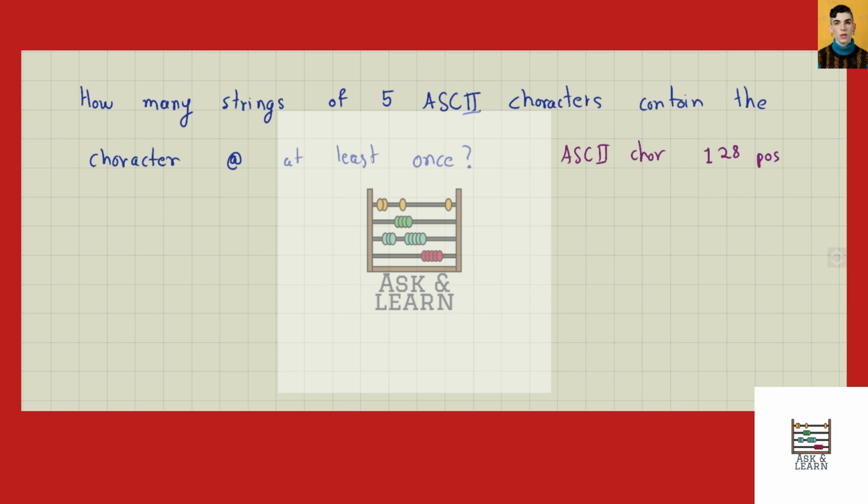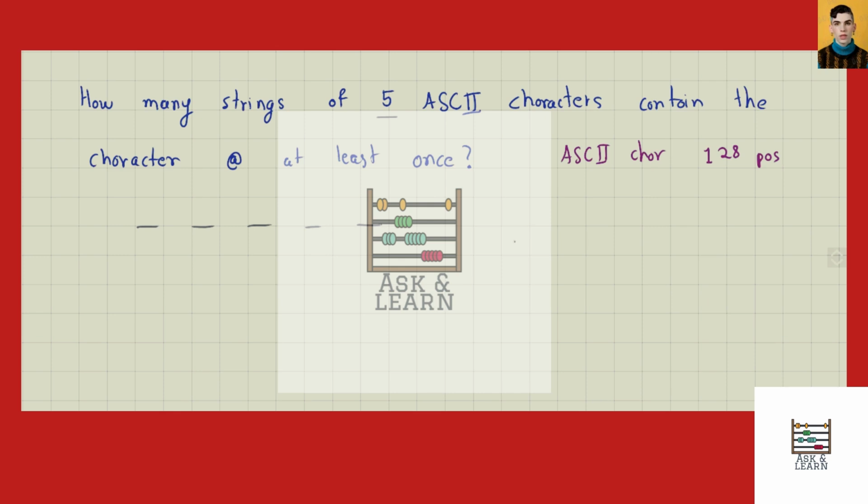Hello there. Okay, so for this case, we need to count how many strings of 5 ASCII characters contain the character at least once. Let's remember that the ASCII codification has 128 possibilities for characters. So first, we need to consider a five length string here: one, two, three, four, and five, and we need that the character at appears at least once.